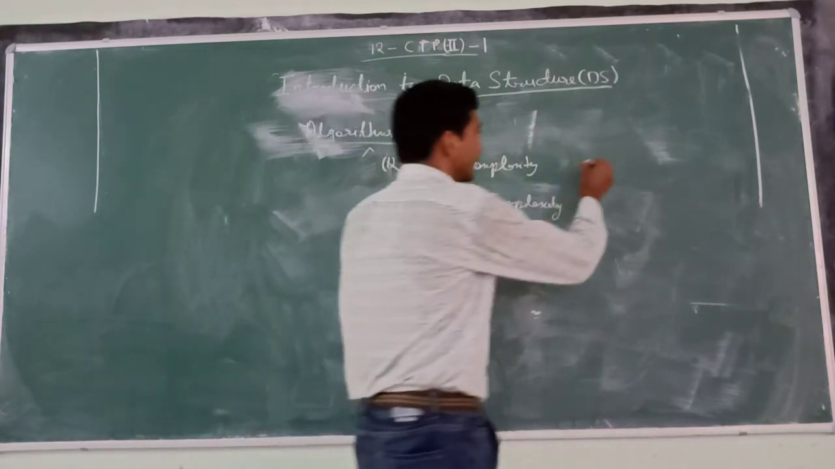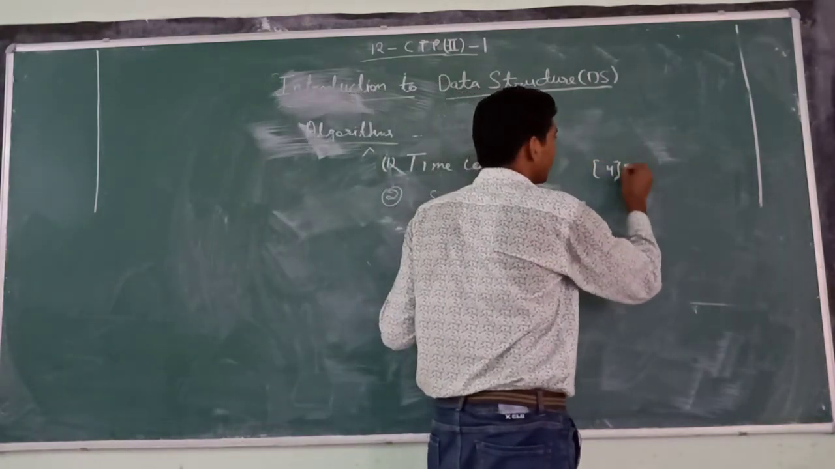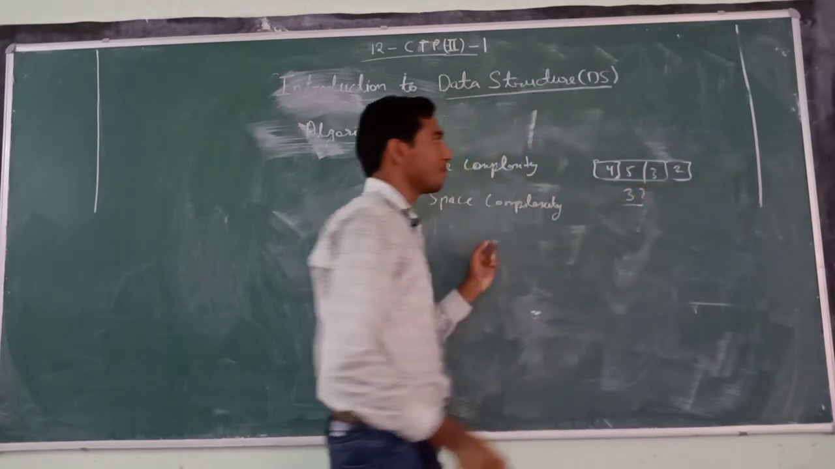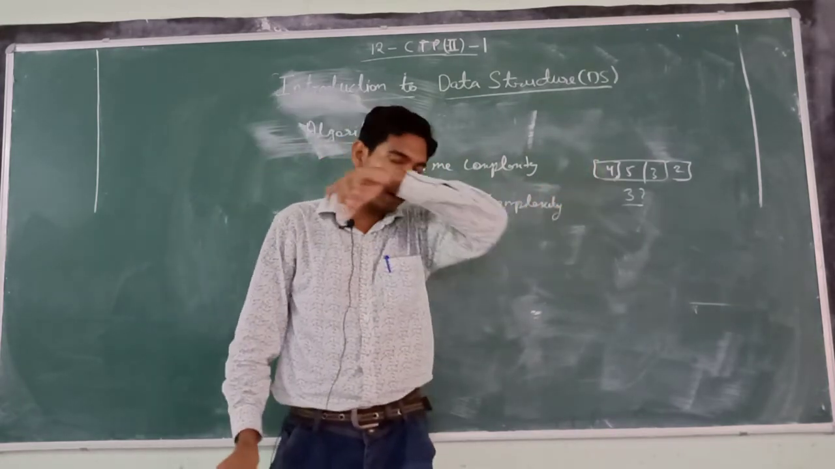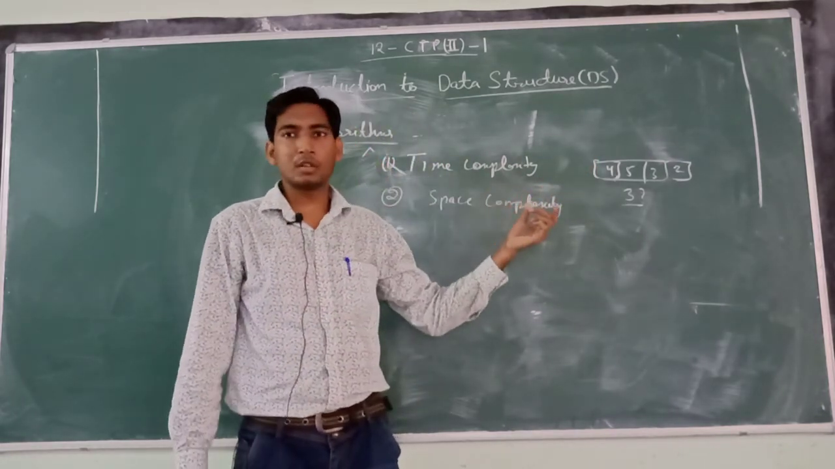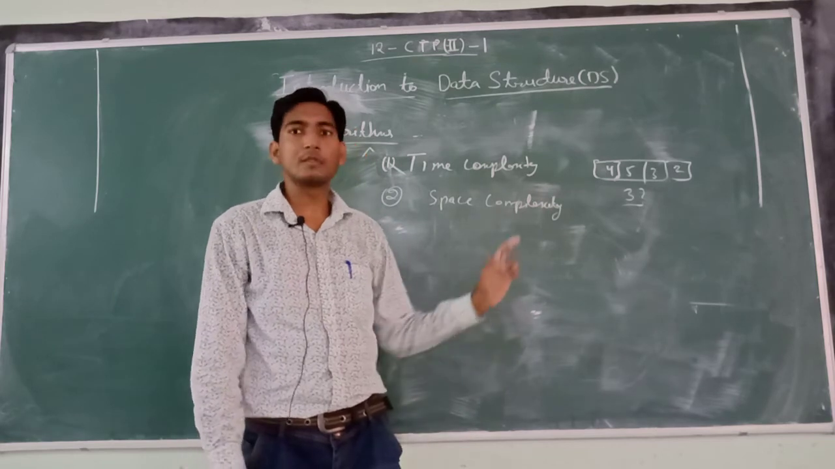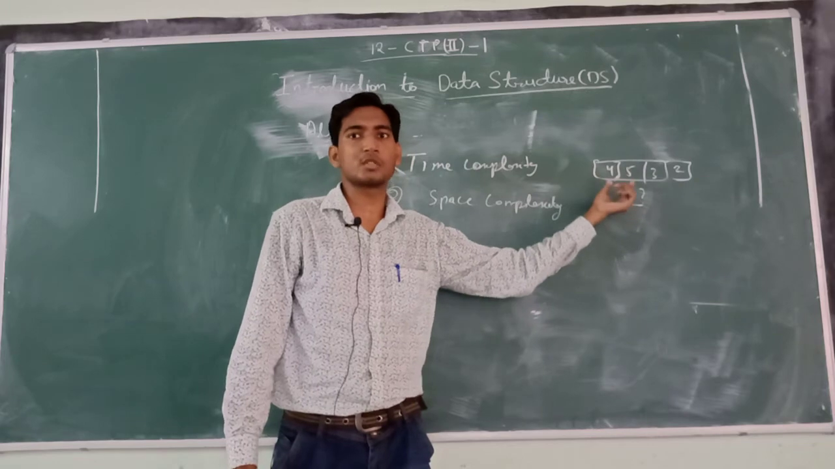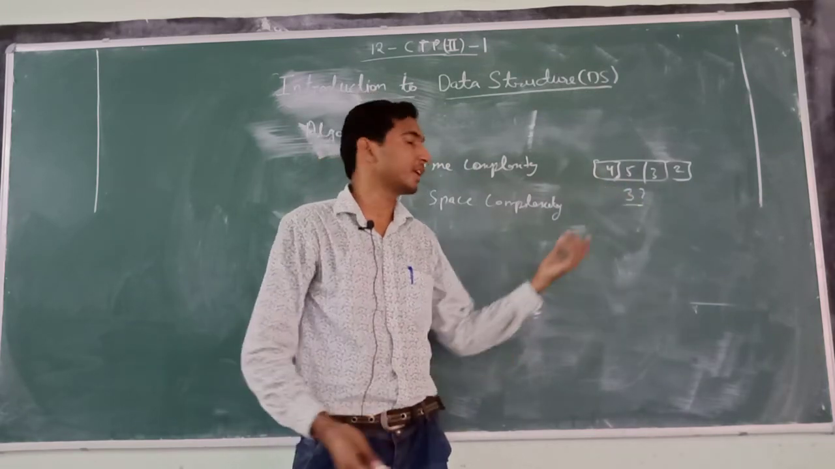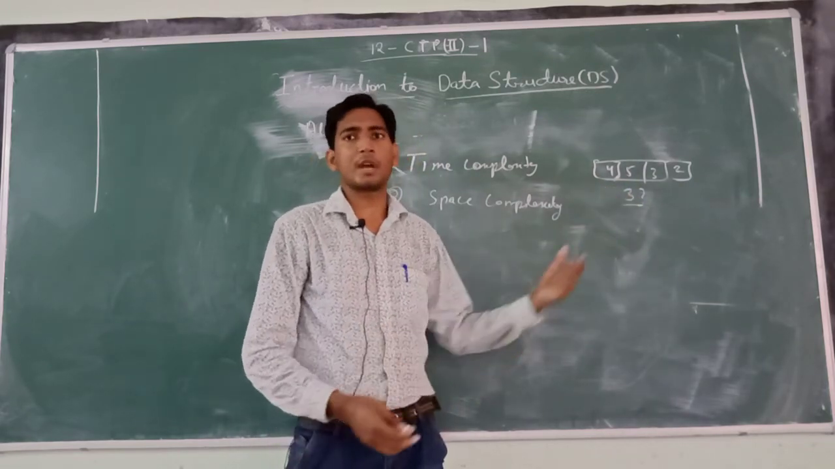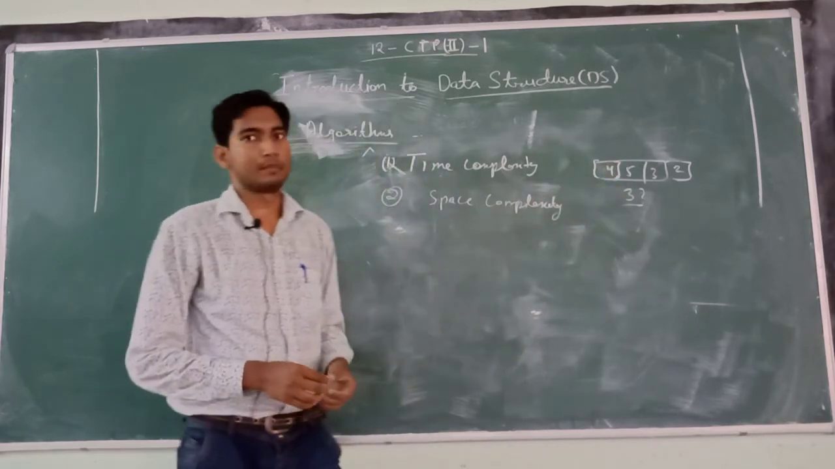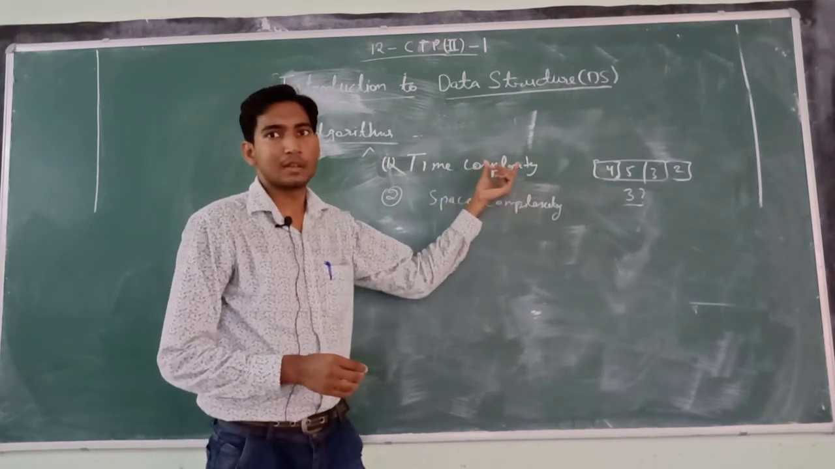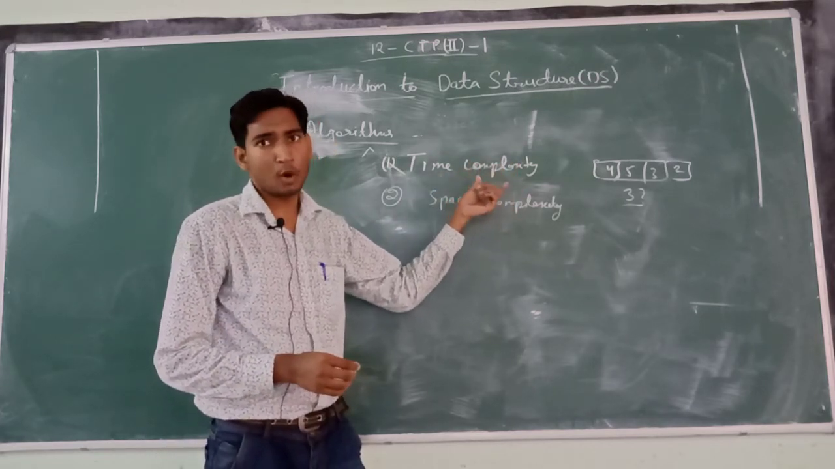Suppose an array is given: 4, 5, 3 and 2, and we have to search for 3. How much time does it take to search for 3 inside the array? That depends on the algorithm. In this case, I can take an algorithm that searches one by one. Some other step might take more time, or some other step can perform faster. So basically, this is time complexity. If an algorithm takes less time, its time complexity is less.